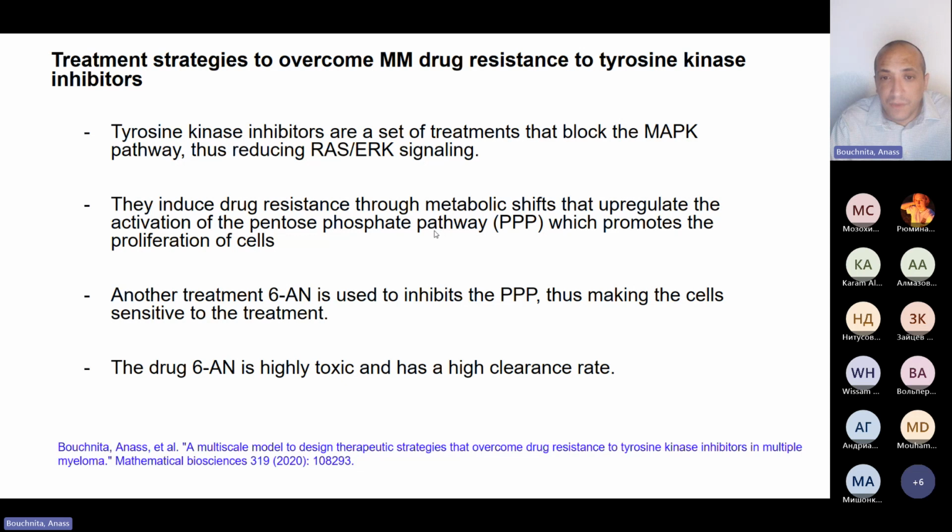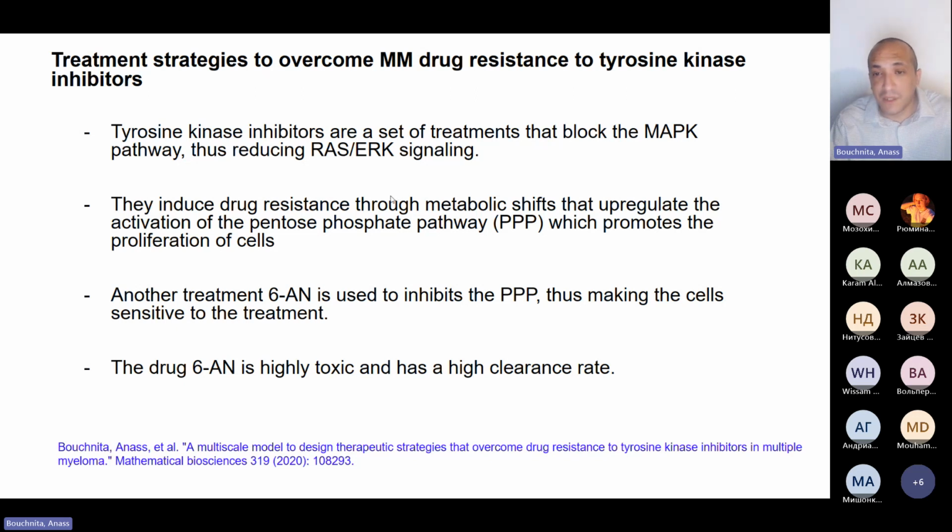So basically, the drug resistance here is induced by metabolic shifts that are induced by gefitinib. Gefitinib is basically an EGFR inhibitor, an epidermal growth factor receptor inhibitor. So it binds to the epidermal growth factor receptors and stops the RAS-ERK signaling. And to reverse the effects on the pentose phosphate pathway, there is this other treatment, 6AN, which inhibits this pathway, PPP, and makes the cell sensitive again to the first treatment, which is the EGFR inhibitor.